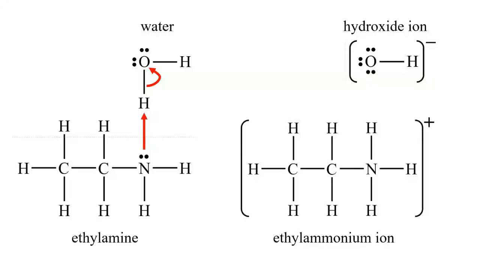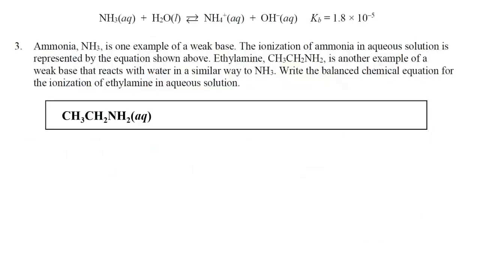So that's going to be the product of this reaction. We have CH3CH2NH3+, and then OH-. So there's our reactant, ethylamine, reacting with water to produce hydroxide and the ethylammonium ion. So notice that we have the correct charge on those ions on the right side of the equation.